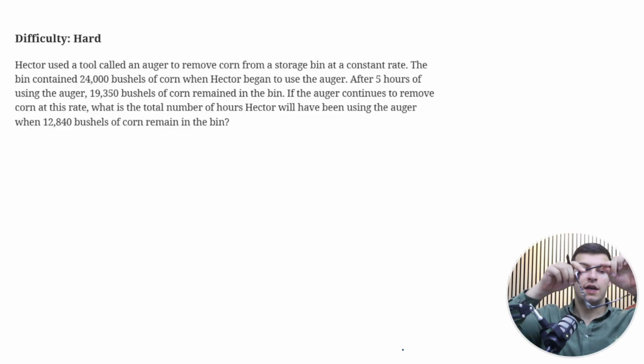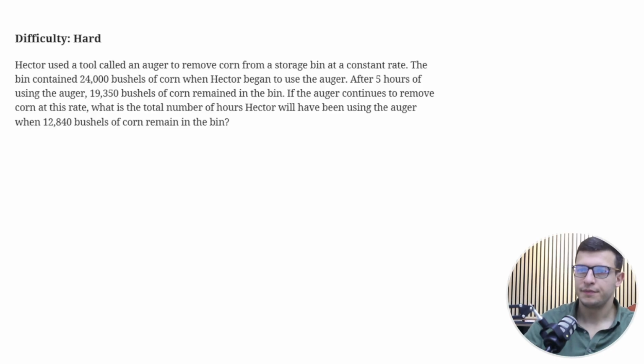So we start at 24,000. I'm going to draw a little graph here, but you don't have to, just so we can actually see what's happening. So let's say we start at 24K, and it goes down as time goes by, right? So after 5 hours, for example, what happened? We are at 19,350.